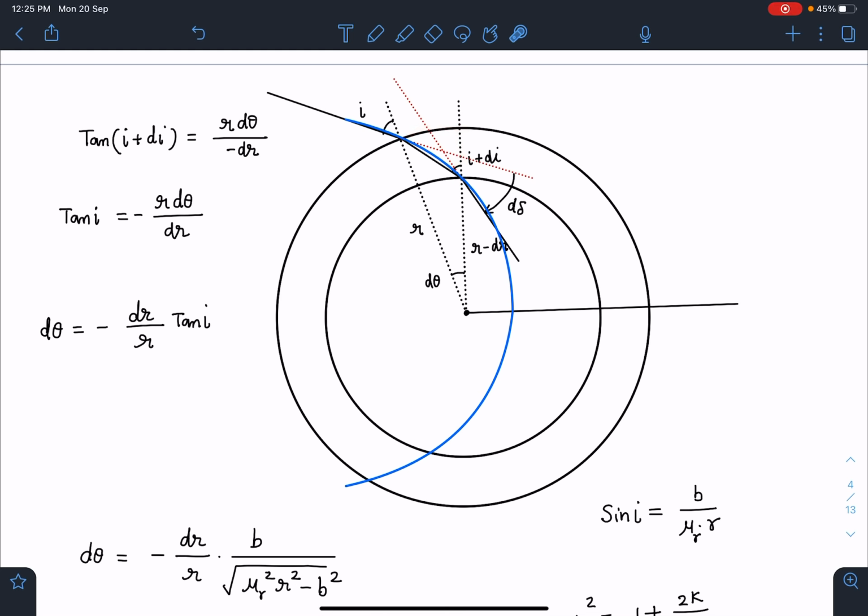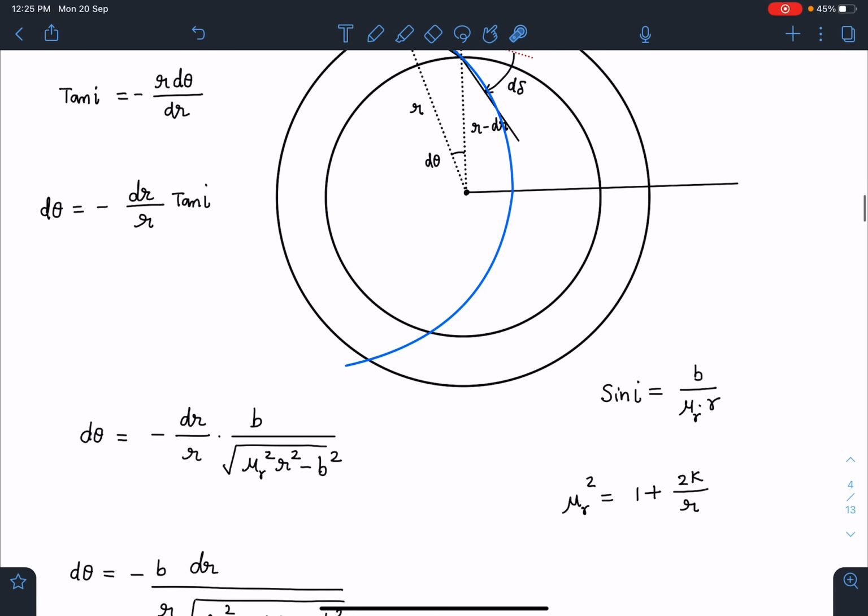And you can say as I increases, this r decreases, so I'm using this minus sign here, minus dr. I'm writing, that's the reason. So if you see, this I can approximate as tan I is equal to minus r d theta by dr, and d theta we are going to get minus of dr by r tan I.